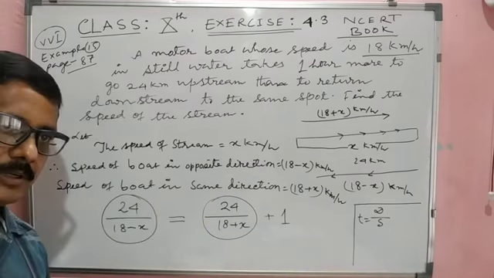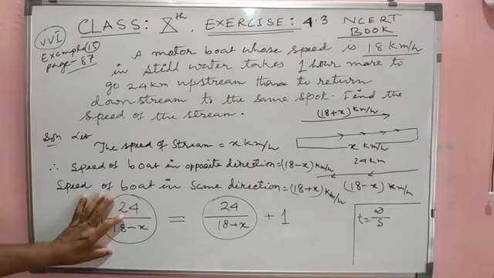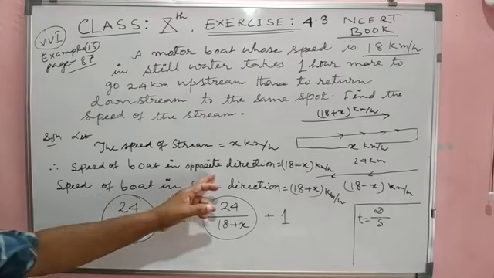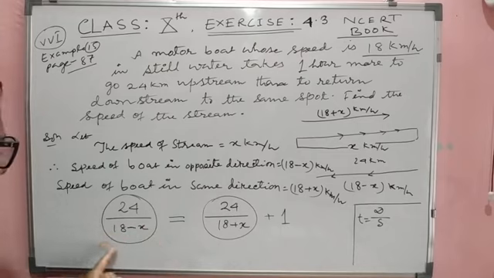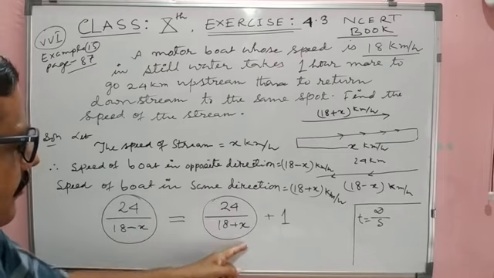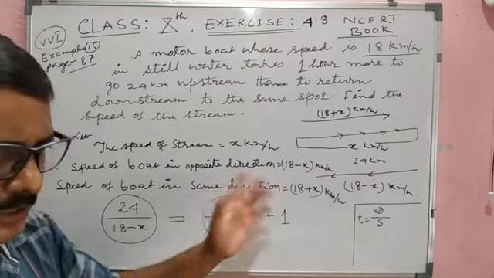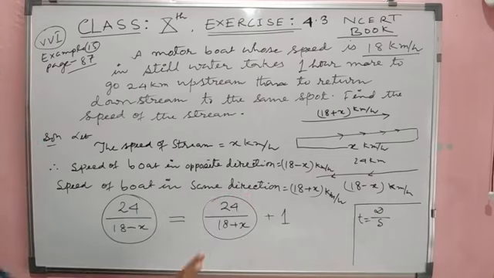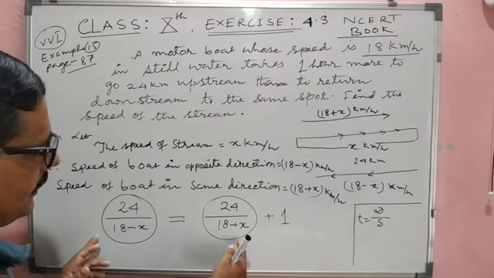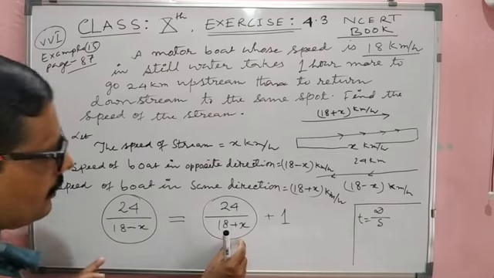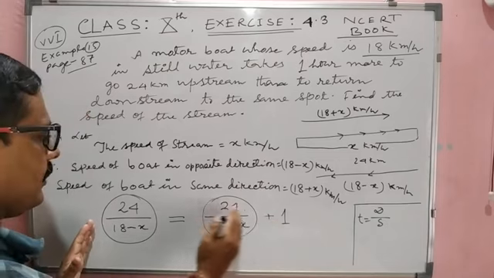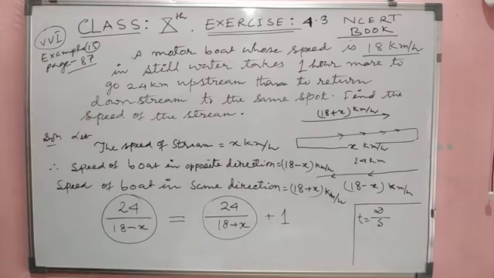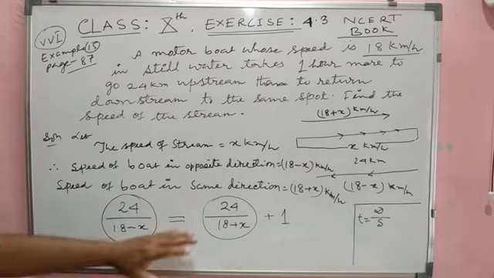I think you have got the concept. This is the time taken in upstream. Upstream means opposite direction. This is the time taken in downstream. Downstream means same direction. And according to the question, in upstream 1 hour more, but in downstream 1 hour less. So as it is less, I have added here 1, then they will be equal. So this is the equation. Now you have to simplify it.